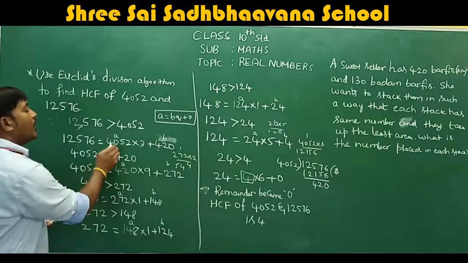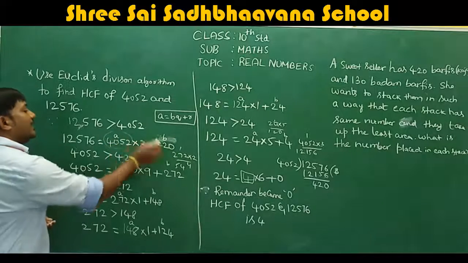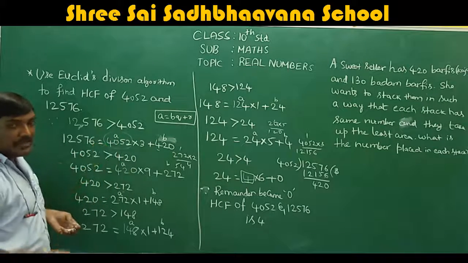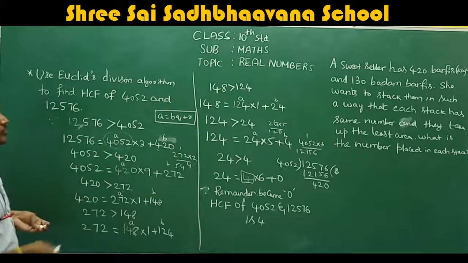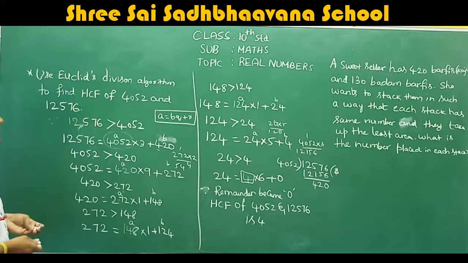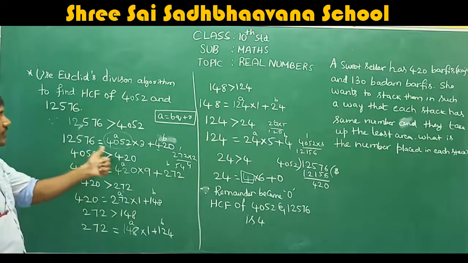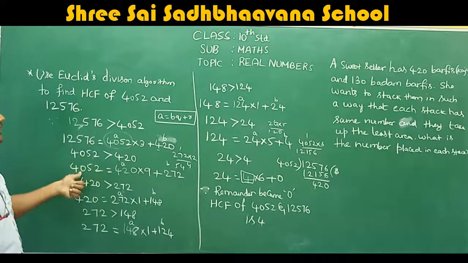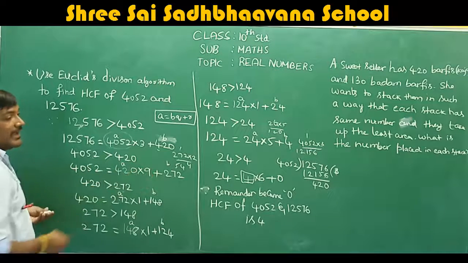So again, you have to consider this as A, and the same step we apply once again. So 4052, you divide, taking divisor as 420. Obviously 4052 is greater than 420. 420 into 9, 9 times it goes.